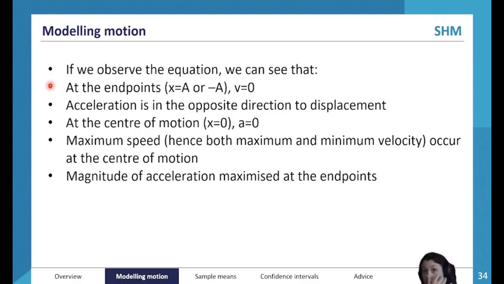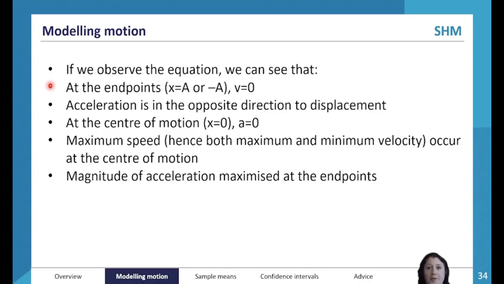Acceleration is in the opposite direction to the displacement. At the center of motion, the acceleration is 0. So the acceleration is 0 in the center of motion. That's the lowest acceleration. Alright?